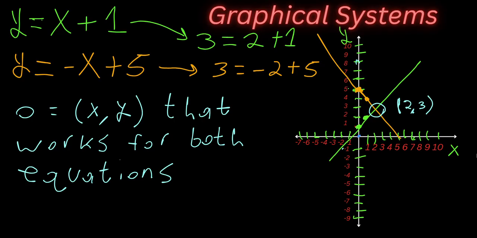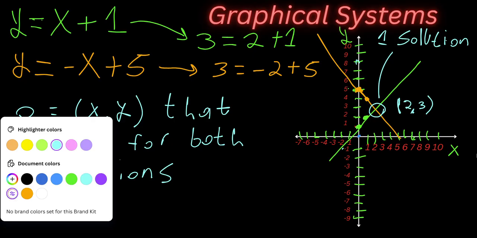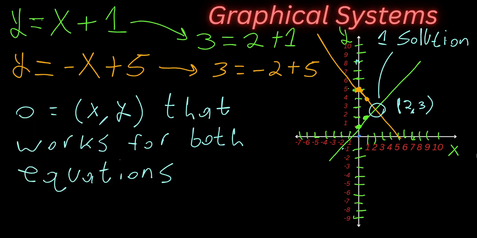Well, actually first, what do we have here? What is this situation? This is one solution. There is exactly one solution for this system of equations. Now, we're going to go to the red mark. Now, let's go red. There's a situation where there is no solutions.